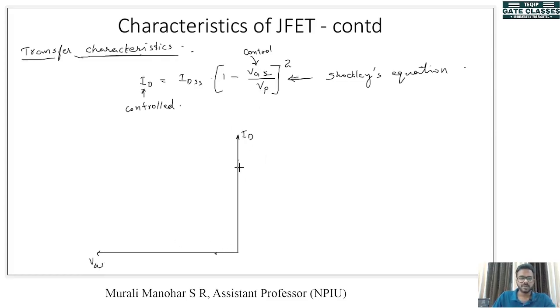When VGS equal to 0, you will get ID as IDSS, so that will be this point. If you substitute different values for VGS, you will get different values of ID, all positive, because VGS is already negative, so negative and negative becomes positive. So you will get a graph like this. When VGS equal to VP, this current becomes 0. So this is the transfer characteristics of a JFET, and this equation is very important in case of a JFET.